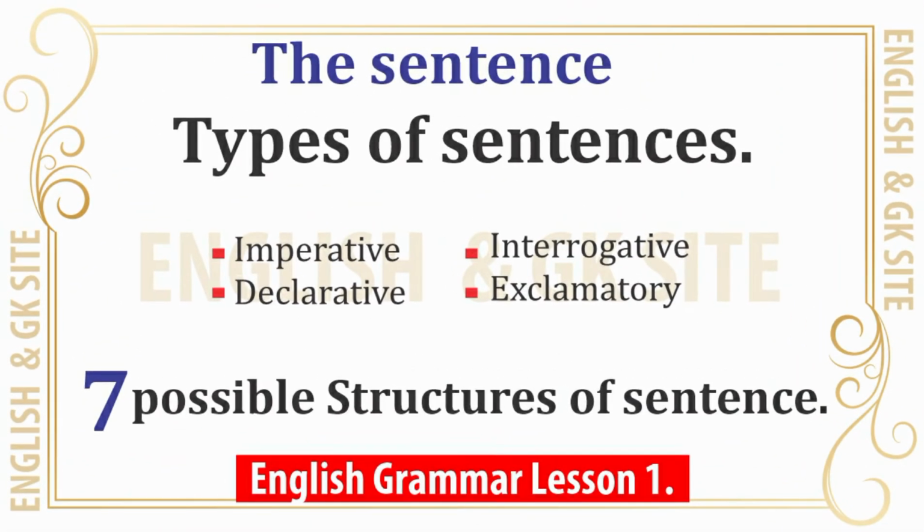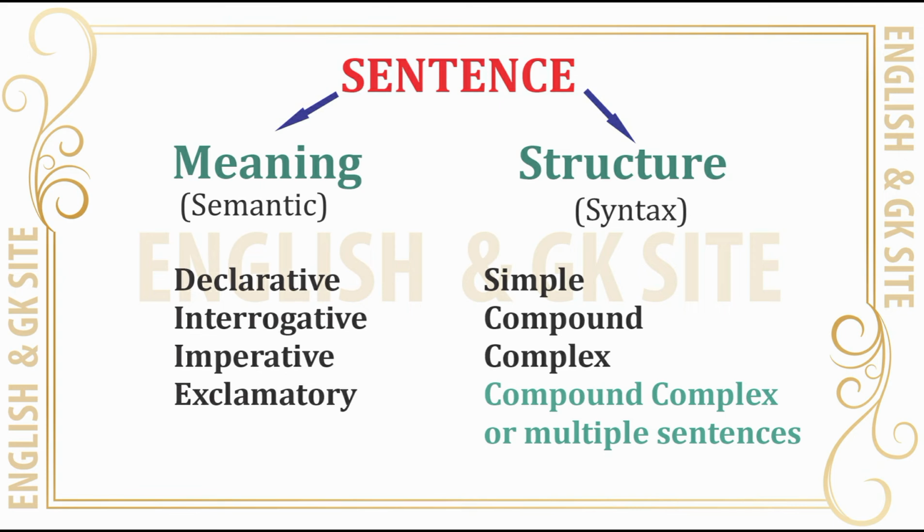While writing English, the first thing we have to deal with is the sentence and how to make a sentence. Here we discuss in detail what is the sentence, what are the types of sentences, and what are the possible structures of a simple sentence. A sentence is made up of two things, its meaning and its structure. In meaning, we see whether the sentence is declarative, interrogative, imperative, or exclamatory. And in structure, we deal with simple, compound, complex, and compound-complex or multiple sentences.